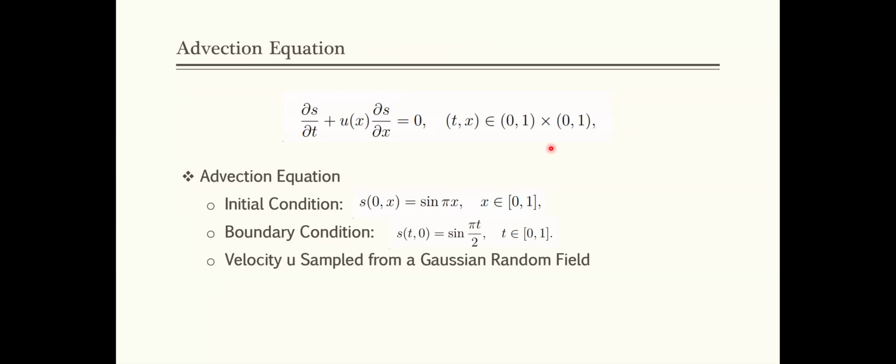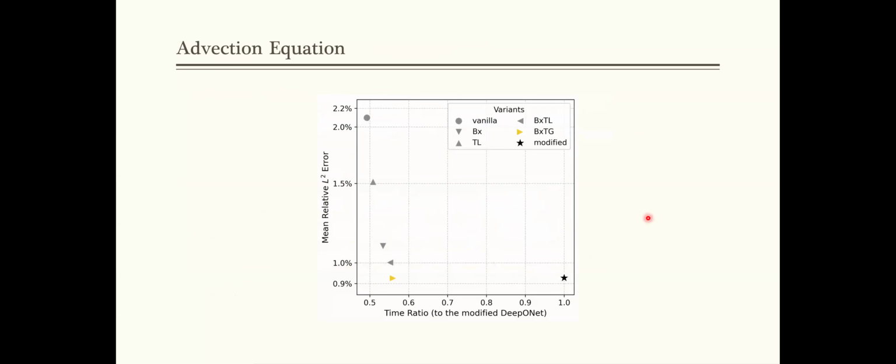Okay, now let's move on to the advection equation. The initial and boundary conditions are given, and the advection velocity is sampled from a Gaussian random field. For the advection equation, different variants are compared in this picture. Still, we have this black star for the modified DeepONet and this golden marker for the best variant, BXTG. With reduced training cost, we can say the best variant BXTG gives predictive accuracy comparable to the modified DeepONet.